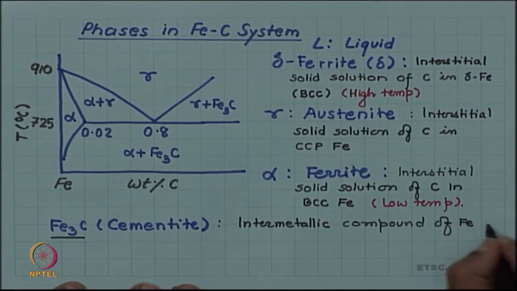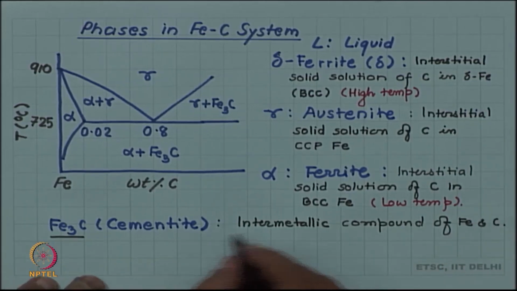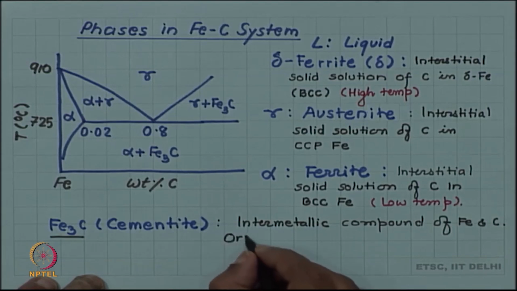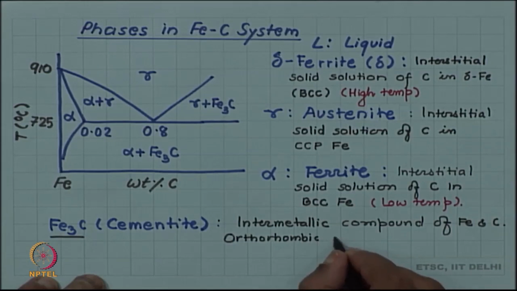So this is an intermetallic compound of iron and carbon. It has an orthorhombic crystal structure. The crystal structure is complicated. The crystal system is orthorhombic.